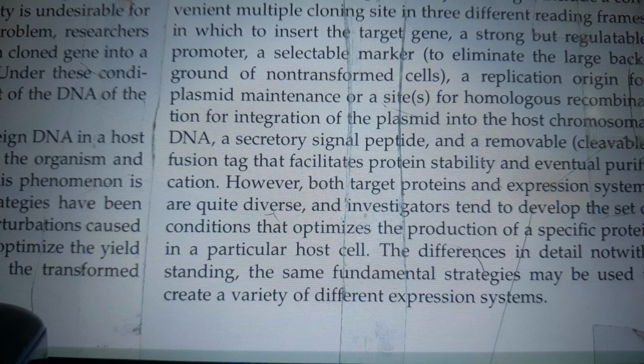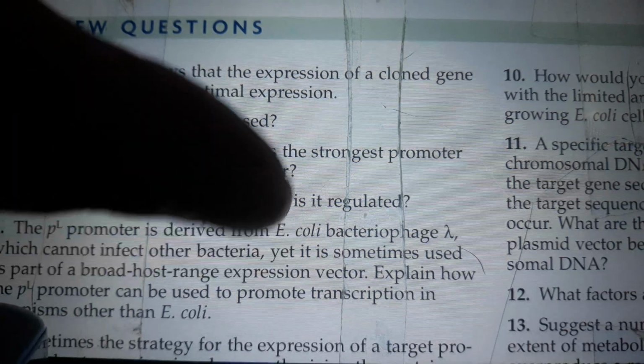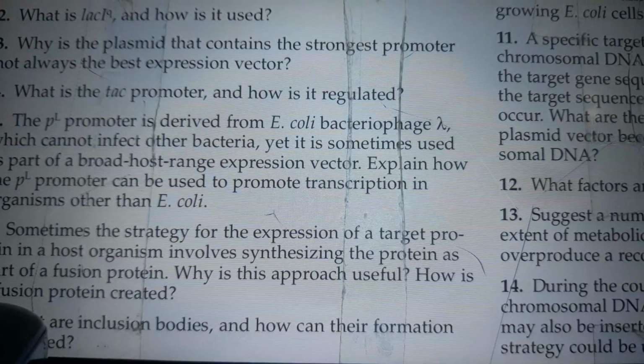That's it with this chapter, and let's go in for the review questions. Right, we have the review questions. Suggest several ways that the expression of a cloned gene can be manipulated for optimal expression. What is LacIq and how is it used? Why is the plasmid that contains the strongest promoter not always the best expression vector? That was number 3. Number 4. What is the tac promoter and how is it regulated?